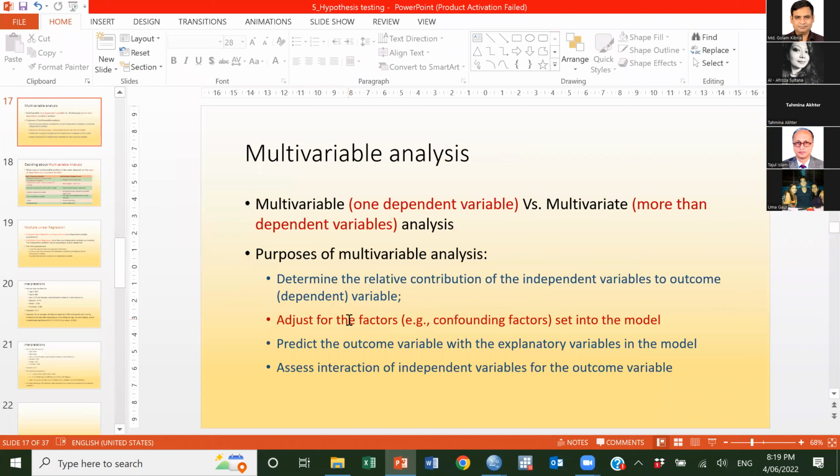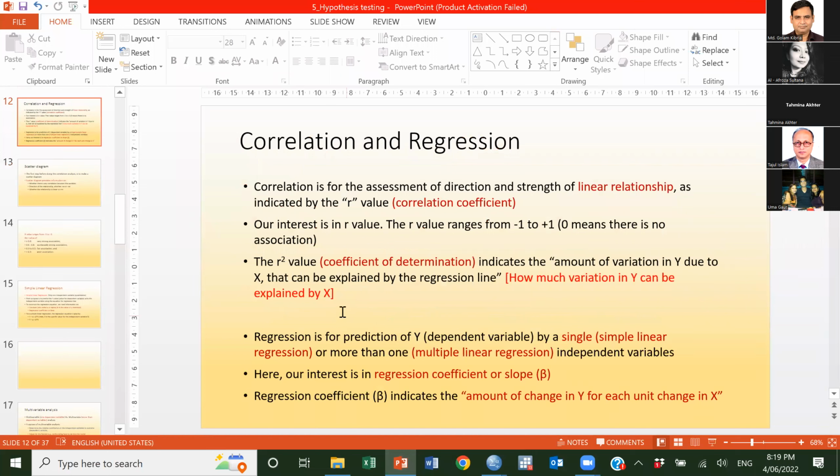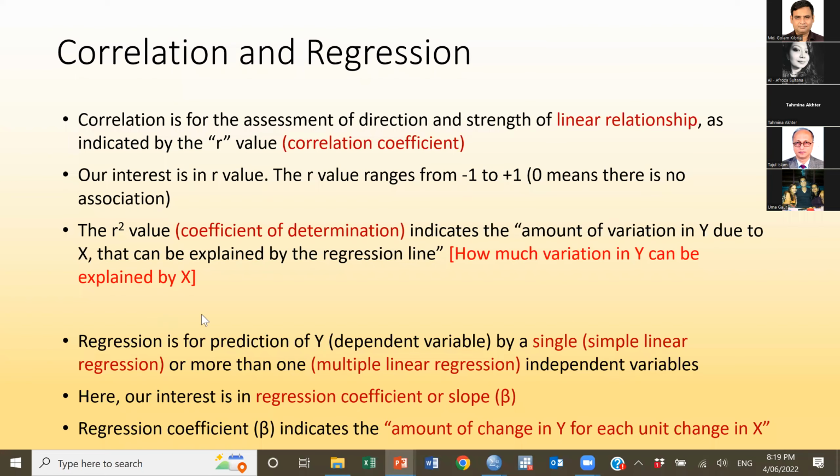In multiple linear regression, the R-square value. Can you see this R-square value? The R-square value indicates the amount of variation in Y due to X that can be explained by the regression line. So in other words, it is the amount of variation in the dependent variable that can be explained by the independent variables. Okay, it is also the same here. Fine.